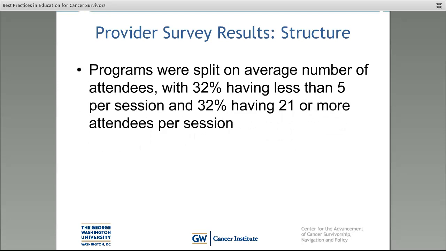Generally, programs were either small with less than 5 attendees or larger with 21 or more attendees per session. We also asked if an online program would be as beneficial as an inpatient program. 55% thought that it would. Some reasons given included allowing access to the program for more individuals, but those who said they were not in favor of an online program were concerned about lack of internet access and lack of peer support.